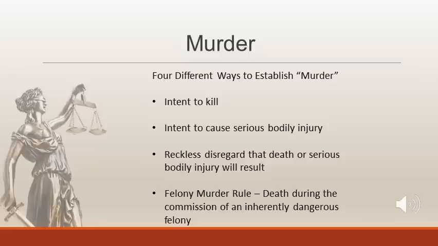Someone goes into a bank and they rob it, and as a result, when they're leaving, somebody shoots the guard on the way out the door, that would be felony murder. So even though your intended crime was the robbery, a death resulted from committing that felony, and therefore it's murder.